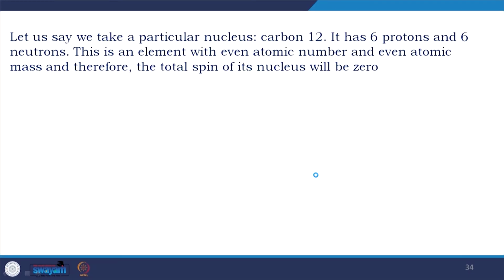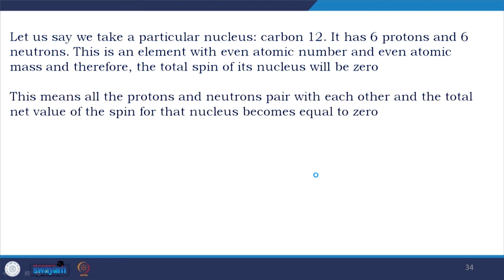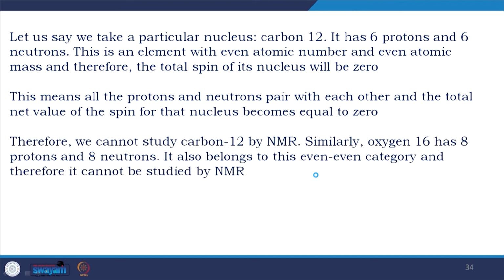Let us say we take a particular nucleus, carbon 12. It has 6 protons and 6 neutrons. This is an element with even atomic number and even atomic mass, and therefore, the total spin of its nucleus has to be 0, very confidently 0. This means all the protons and neutrons pair with each other and the total net value of the spin for that nucleus becomes equal to 0. Therefore, we cannot study carbon 12 by NMR. Similarly, oxygen 16 has 8 protons and 8 neutrons. It also belongs to this even category, and therefore, it cannot be studied by NMR.